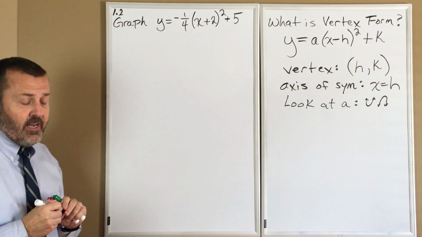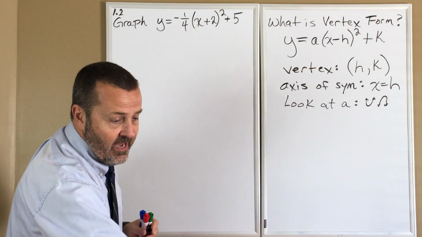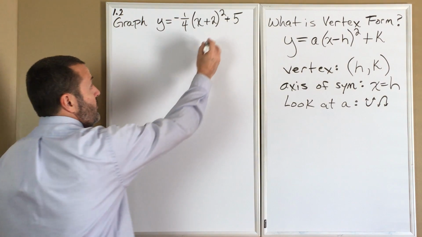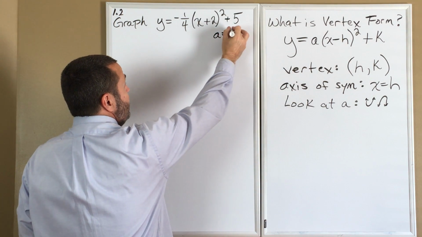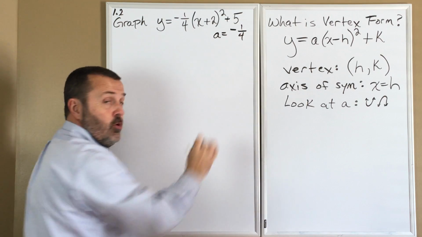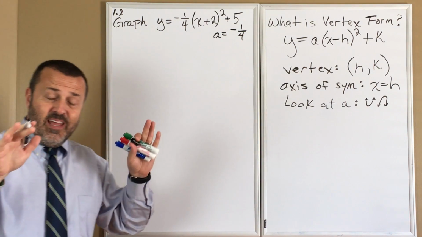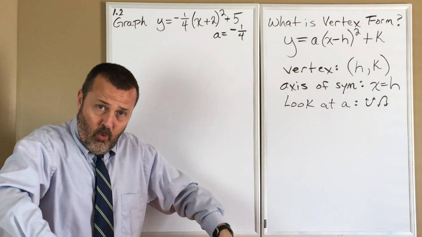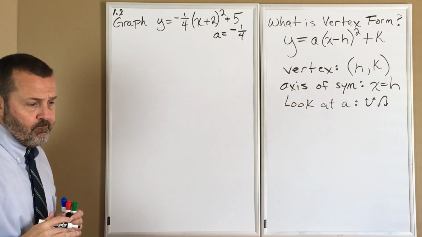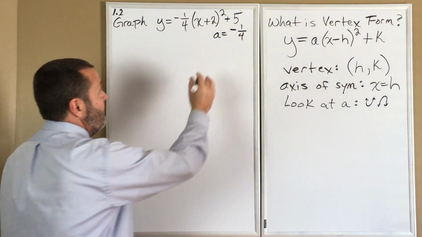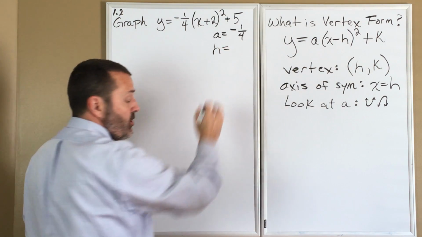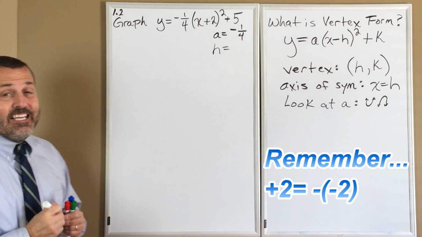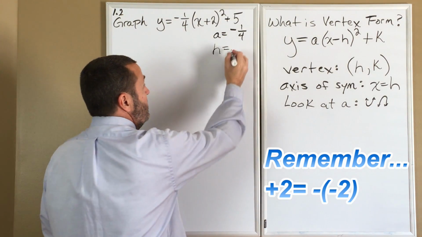I think the first thing that we need to do is identify all of our values, a, h, and k. Our a value is -1/4. So right off the bat, we know that -1/4 is less than 0, so we're going to have a downward pointing parabola. Our next thing that we identify is our h value. And our h value in this particular problem is -2.